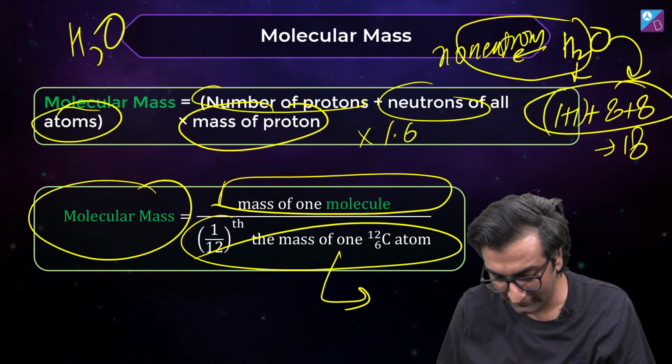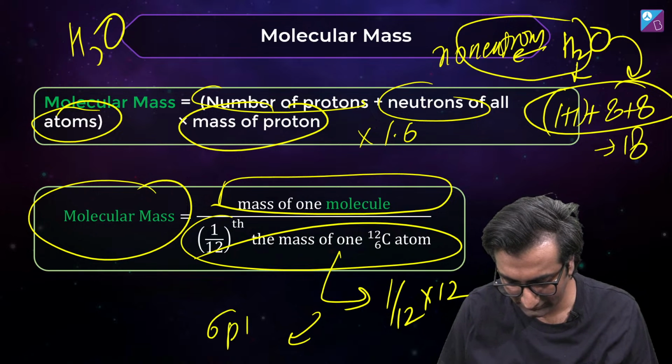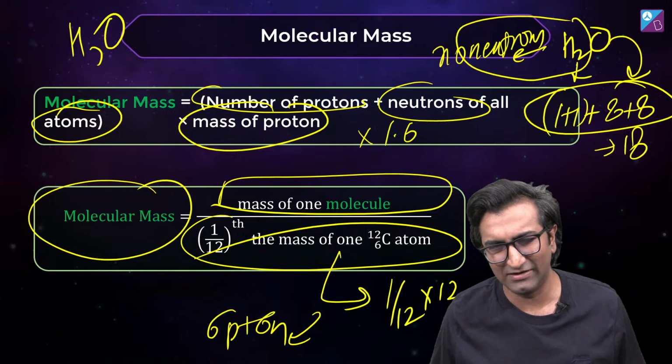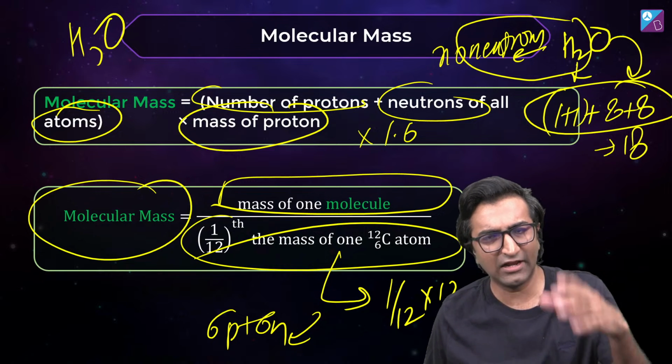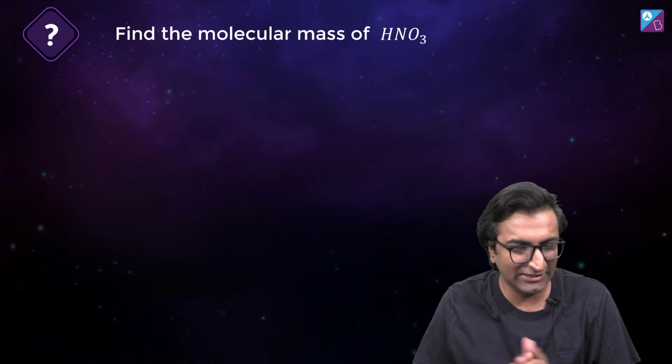Why? Because what is this? This is 1/12 into 12, because this is again 6 protons plus 6 neutrons. You may think, brother, what are you doing, this is an obvious thing, why are you doing this? Just definitions you're getting through with them. Okay, let's take a simple question. Ready? Why is C12 the reference element?